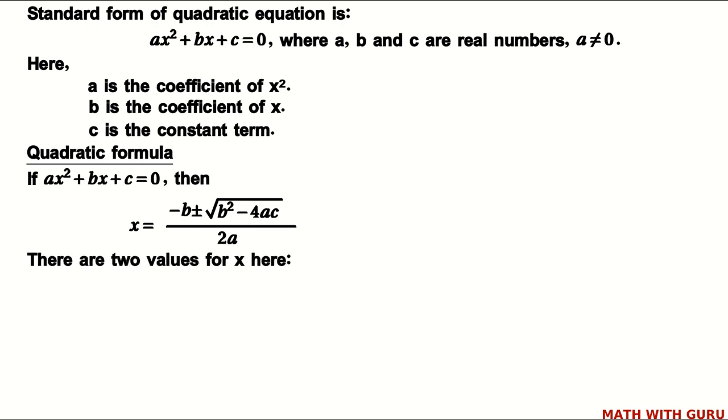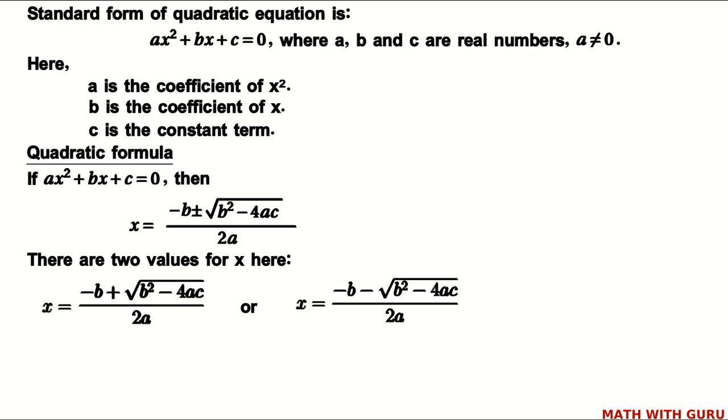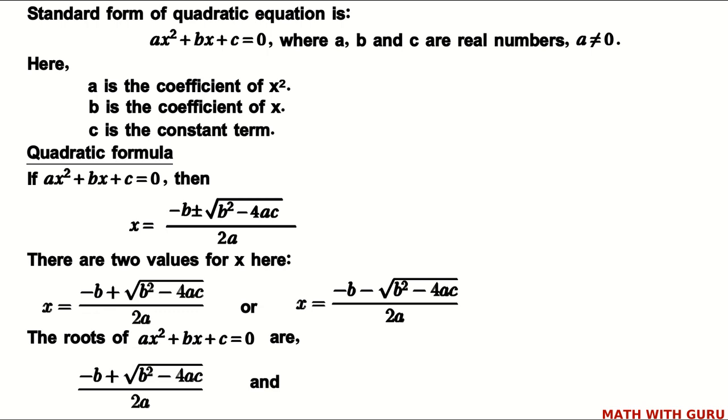Here are two values for x. x equals minus b plus root of b squared minus 4ac whole divided by 2a, or x equals minus b minus root of b squared minus 4ac whole divided by 2a. These two values are called the roots of ax squared plus bx plus c equals 0. This is the first value and the second value. These are called the roots of ax squared plus bx plus c equals 0.